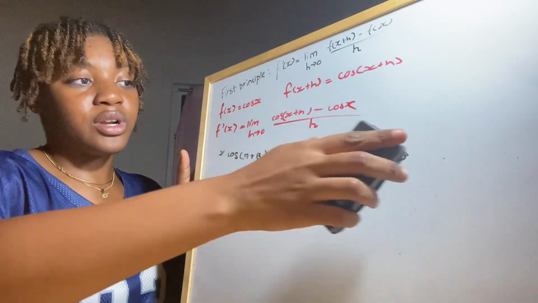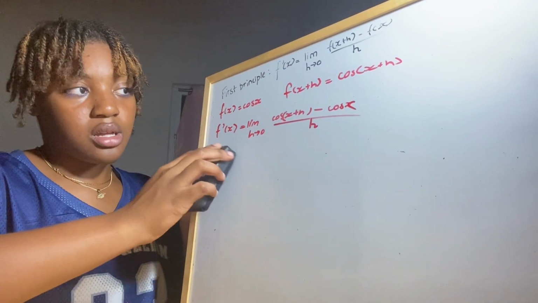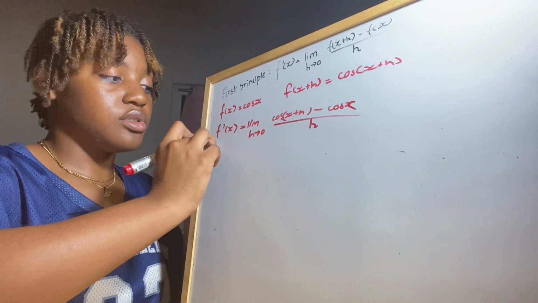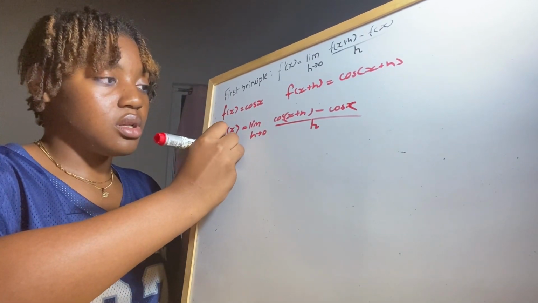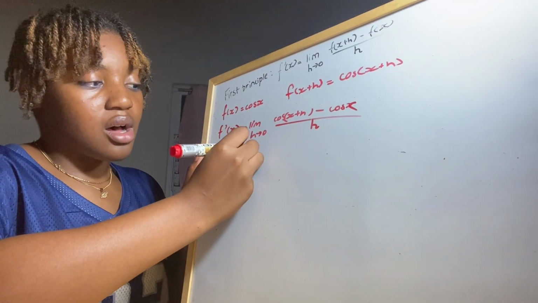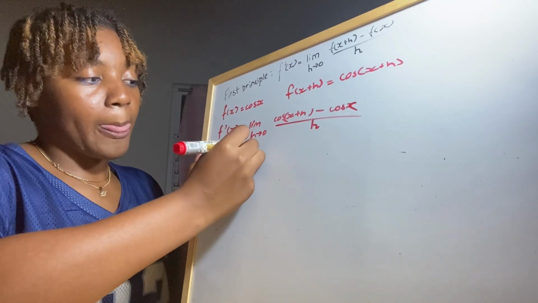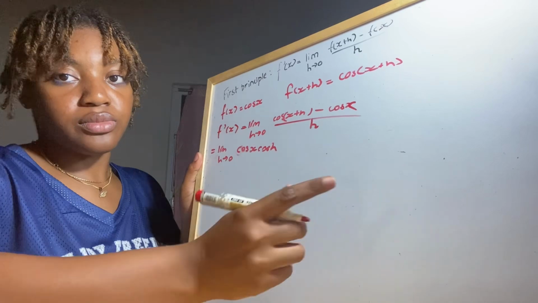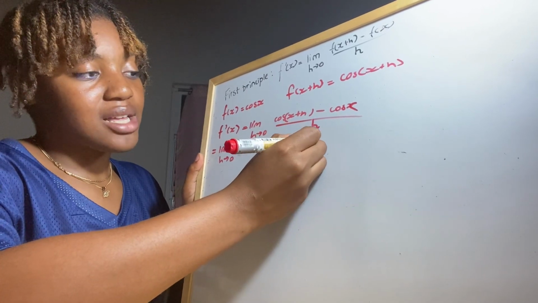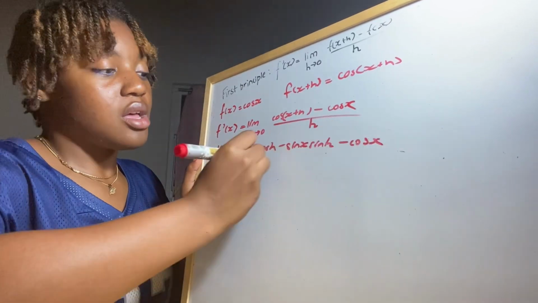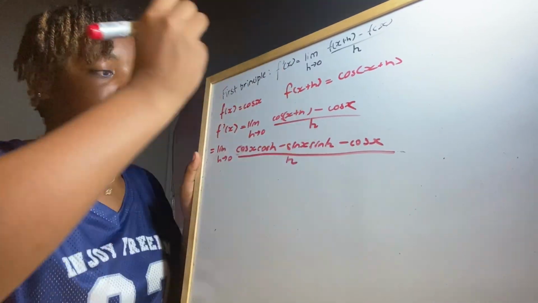So here we're going to replace the cos of x plus h. Okay, let me just write it. Equal. We're going to replace this with cos x cos h minus sine x sine h. And then we're going to have the minus cos x, and that will be all over h.